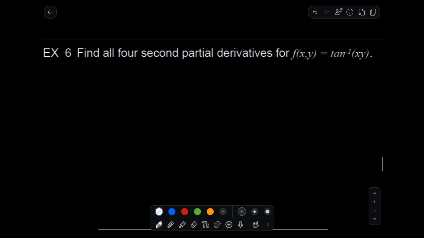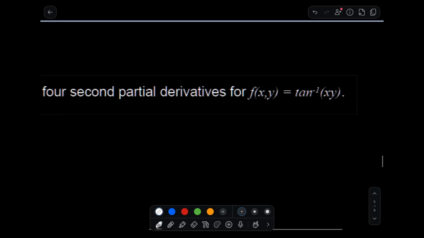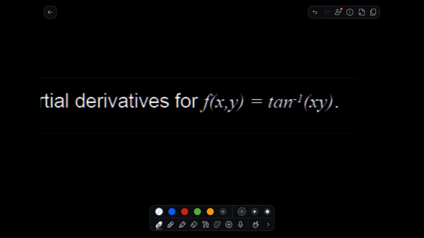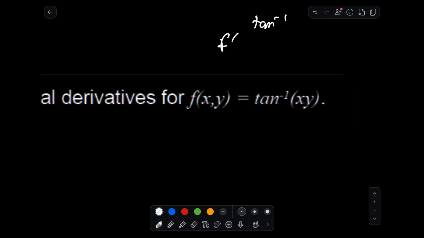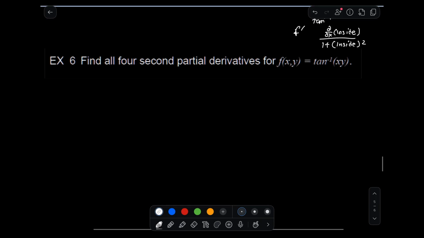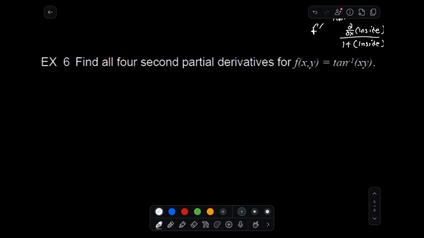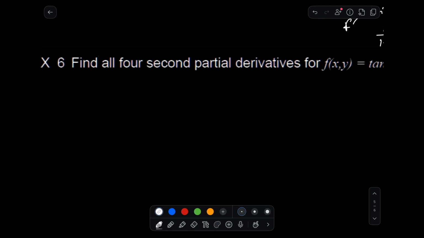And this one is going to have you recall your inverse trig knowledge. And I'll just rewrite that formula right here. So if you're taking f prime of tan inverse, it's going to be the derivative of the inside over 1 plus inside squared, right? And we'll just go through the first partials real quick, and then after, feel free to pause the video if you want to, or you can pause the video right now. Let's jump right into it.